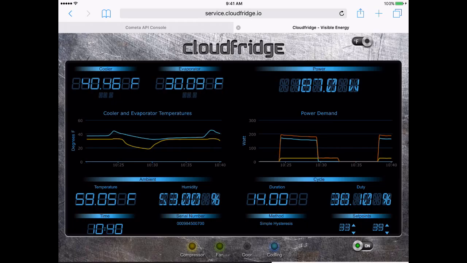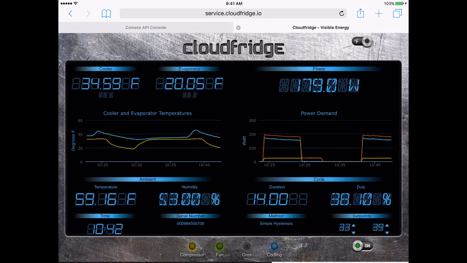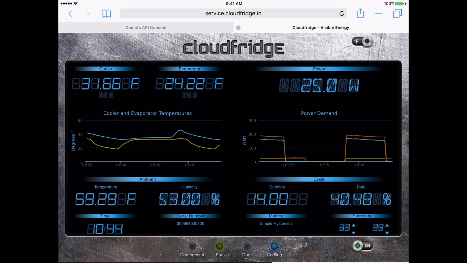And in the meanwhile, the door has been opened again, which caused the cabin air temperature to increase, get above the current set point, and that triggered a new compressor cycle to start. You can see how now the compressor cycle duration has shortened to 14 minutes and the duty cycle increased to 38%.